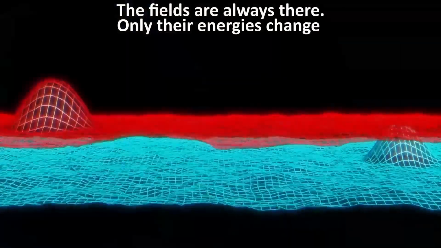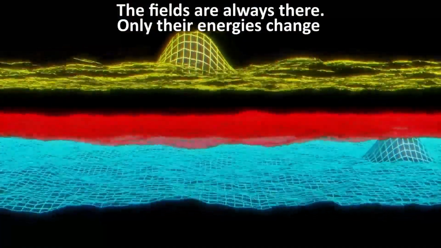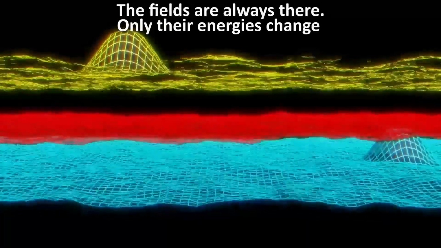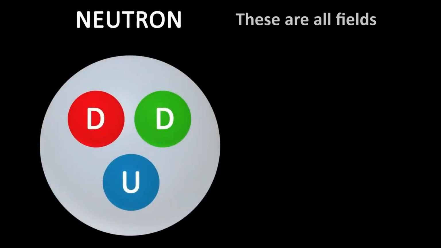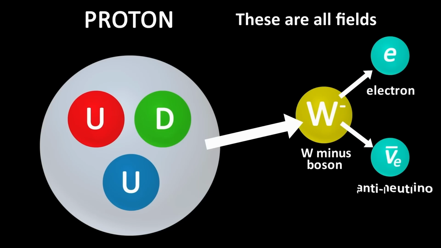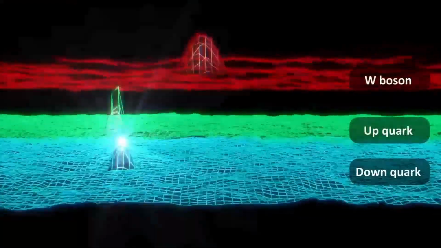You start with the fields of all the different particles, which are always there, and you finish with the fields of the same particles. Some of them just have more or less energy after the exchanges of energies, depending on the interaction. So in our beta decay, for example, you start with the down quark field. This field transfers its energy to the up quark field and the W boson field. The W boson field then transfers its energy almost immediately to the electron field and the antineutrino field. So we started with 1 particle in the down quark field and we ended up with 3 particles simply by the fields exchanging energy.